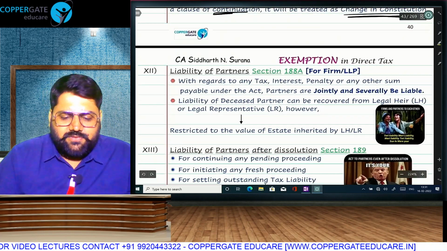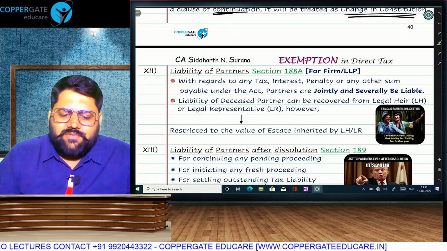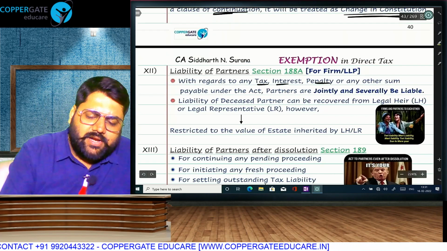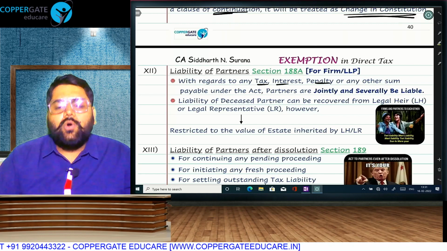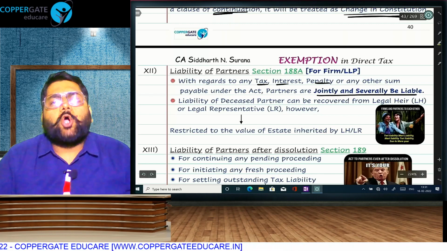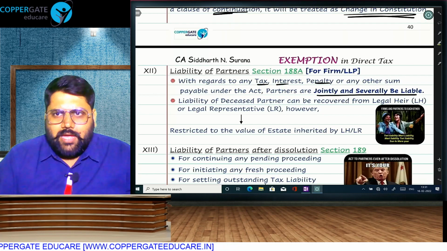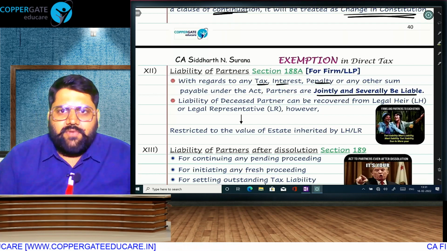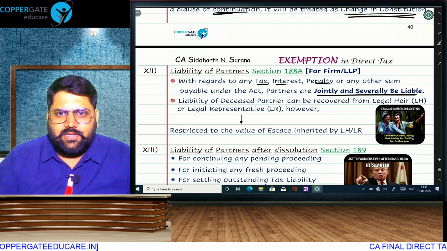Next, section 188A. Whenever there is any liability, any kind of liability, tax, interest, penalty, any other sum payable, who will be paying? All the partners are jointly and severally liable. Joint and several means we can recover the full tax from one partner. Whenever there is anything payable, all the partners are jointly and severally liable.